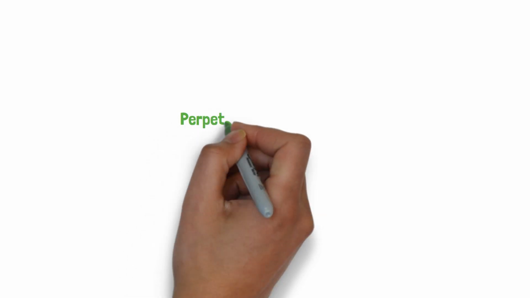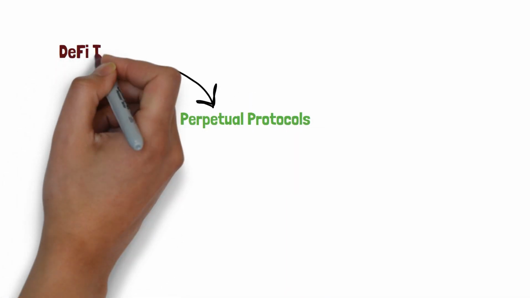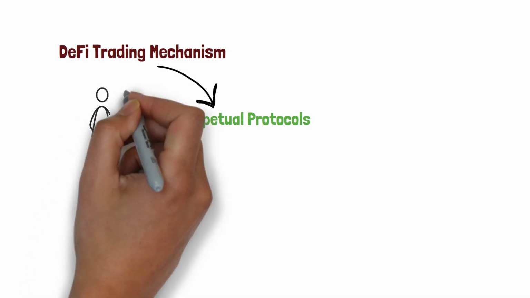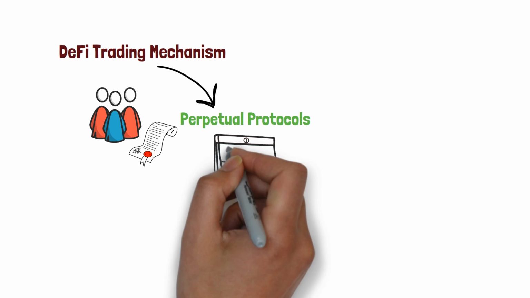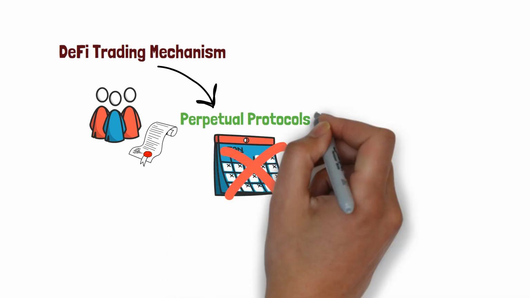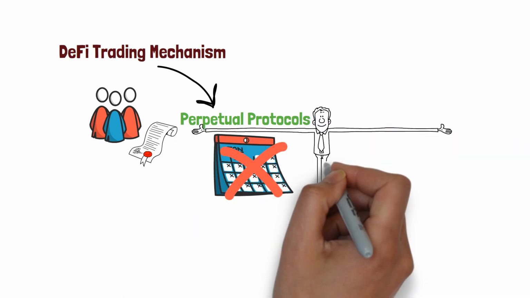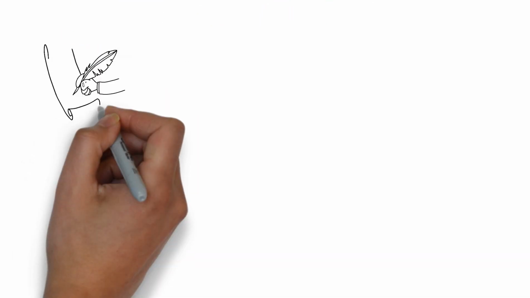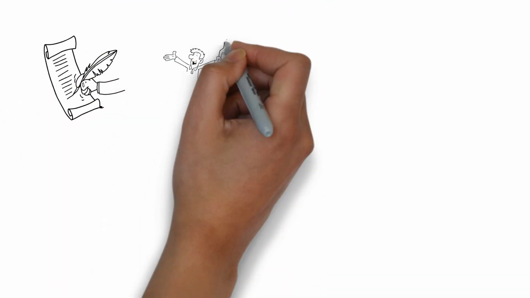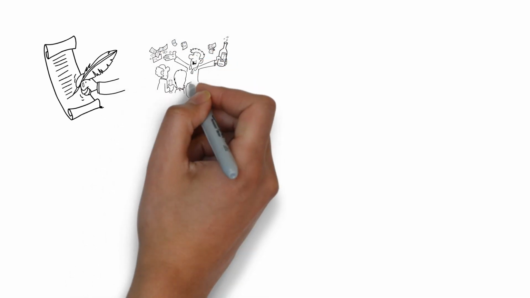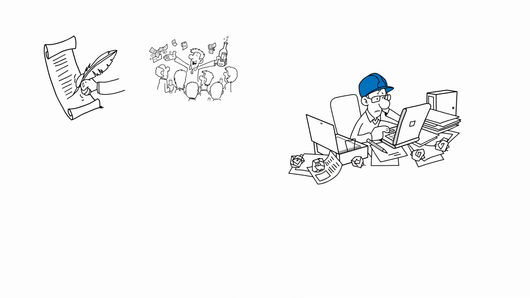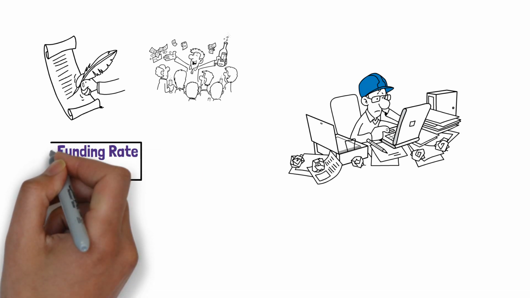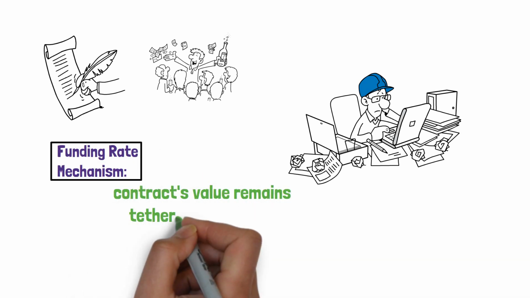Perpetual protocols are a type of DeFi trading mechanism that allows users to trade perpetual contracts and perpetual swaps. These contracts are unique because they have no set expiration date. Instead, they offer continuous trading, making them ideal for those seeking a more long-term approach. Perpetual contracts enable traders to speculate on the price movement of an asset without actually owning the asset itself. They work by utilizing a funding rate mechanism that keeps the contract's price in line with the underlying asset's market price. This mechanism ensures that the contract's value remains tethered to the spot market price.